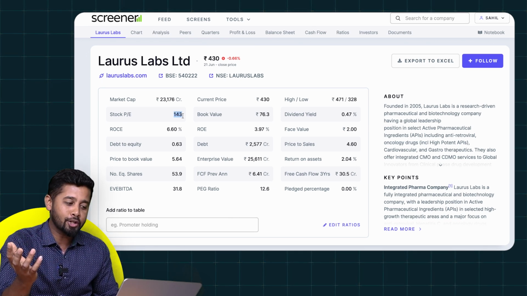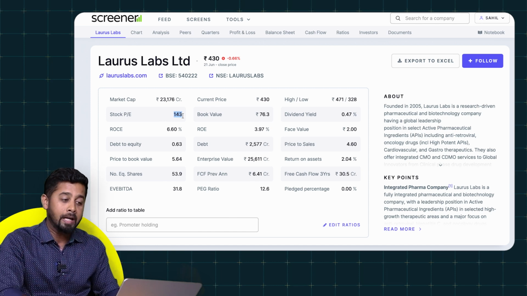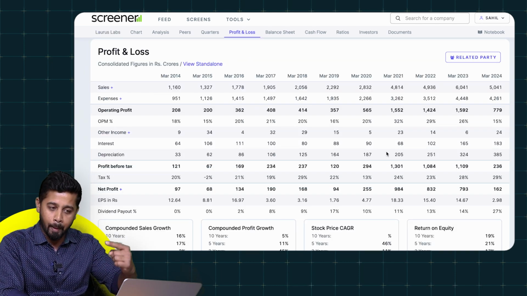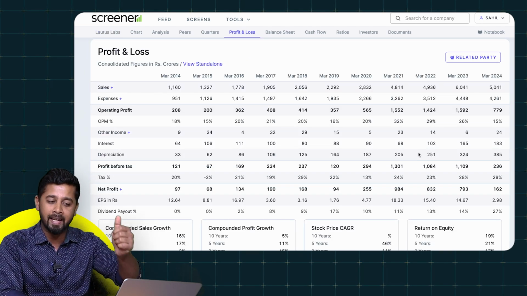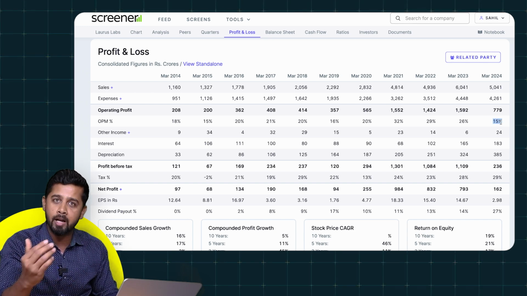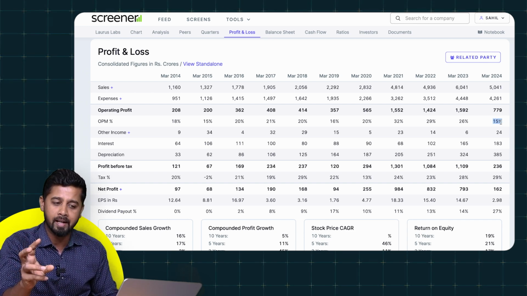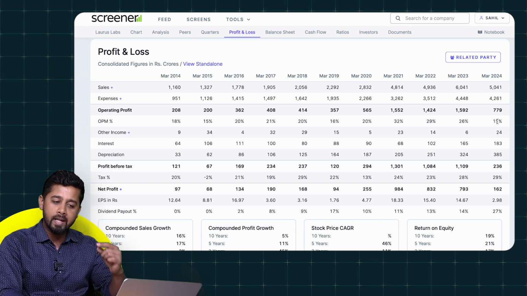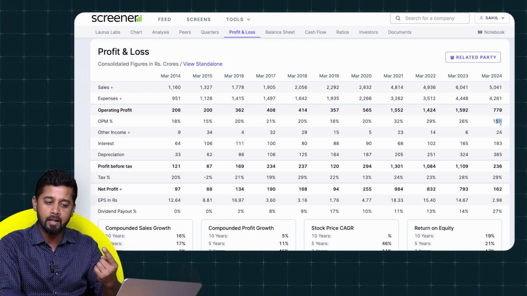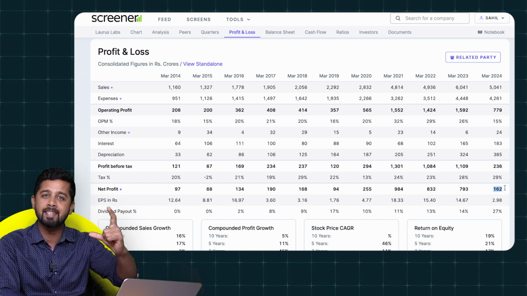Obviously, when you look at PE ratio of 143, it looks super expensive. But once the operating leverage would start kicking in, in fact, management has already guided for 20% kind of growth in FY25. So once this operating leverage would kick in and margins would expand, your earnings would increase big time.